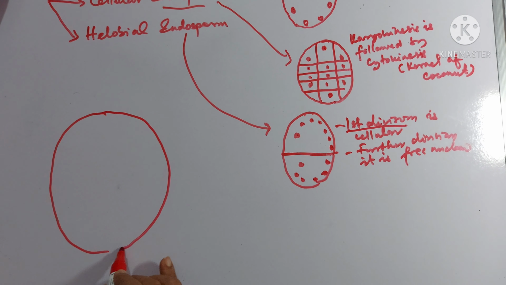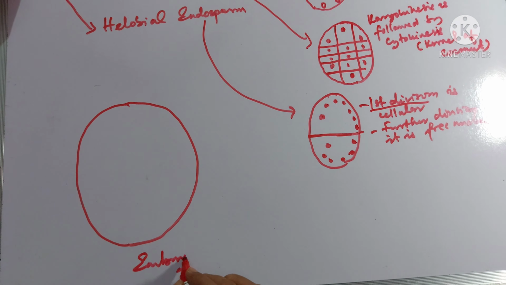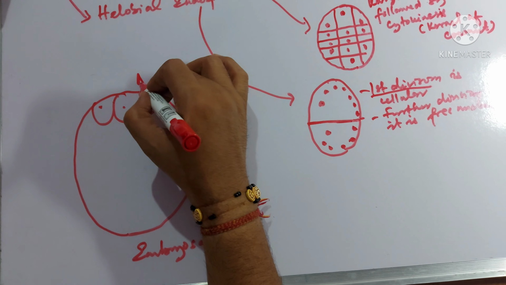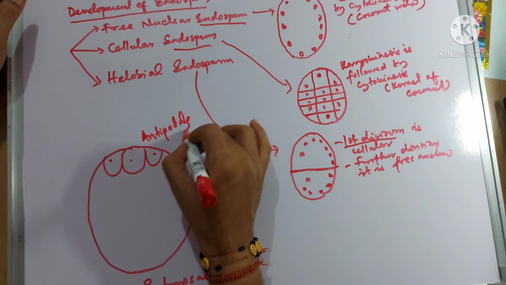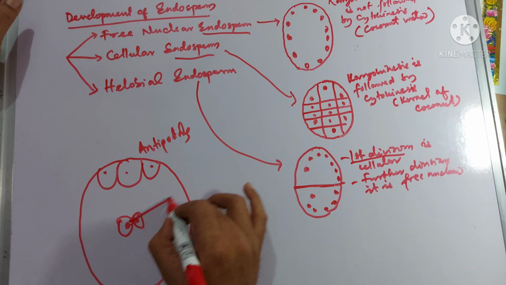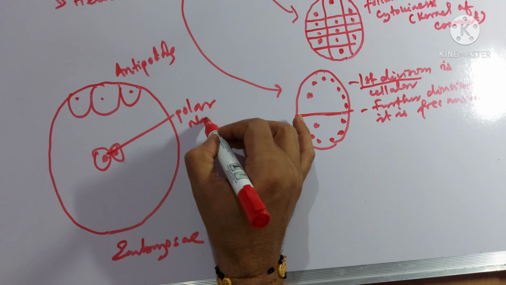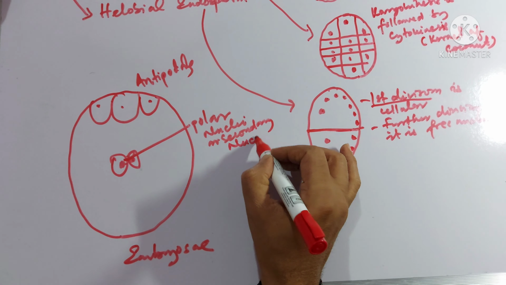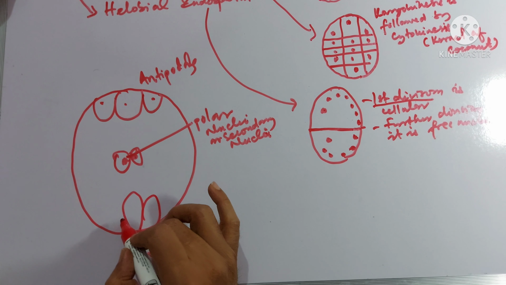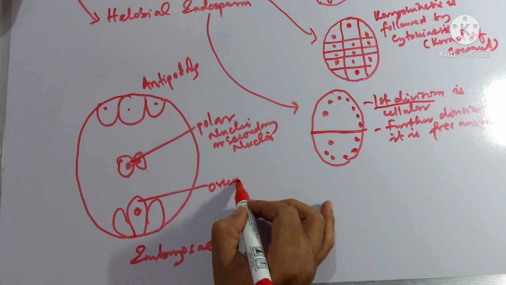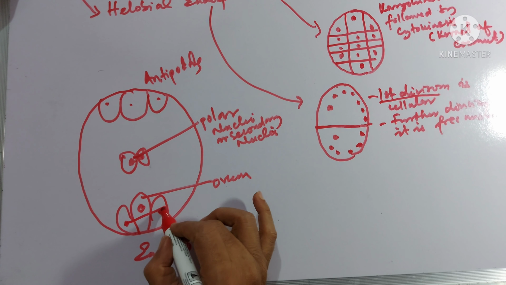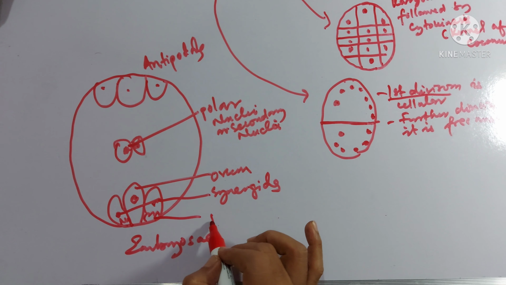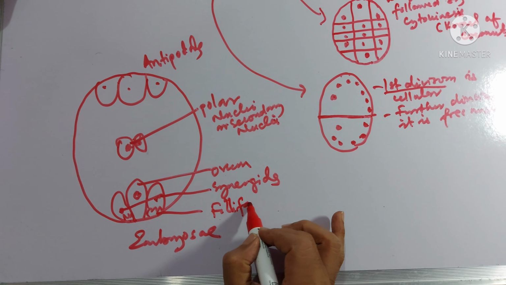We can just revise the double fertilization and triple fusion finally by drawing the structure of the embryo sac. This is antipodals. This is polar nuclei or secondary nucleus, and here the egg apparatus, ovum, and these two are synergids, and this is the filiform apparatus.